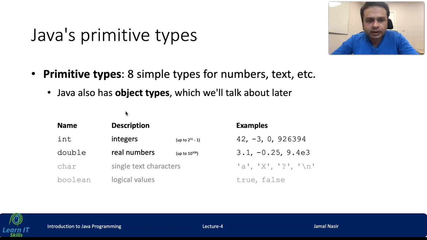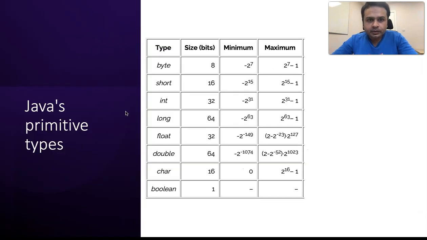Then we have boolean, which is a logical value, true or false. So these are Java's primitive types, right? byte, short, int, long, float, double, char, and boolean. And you can see their sizes, like how much we can store, right? This is the range of minimum and maximum values that we can store in a variable having this specific type.